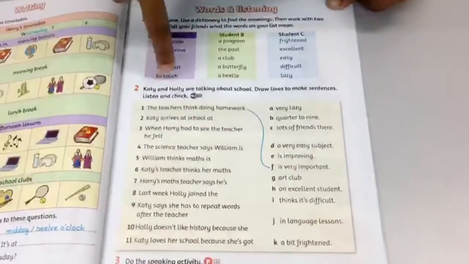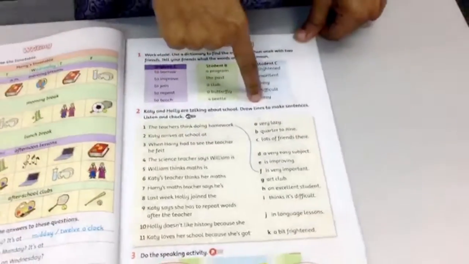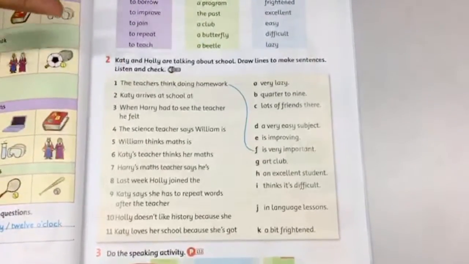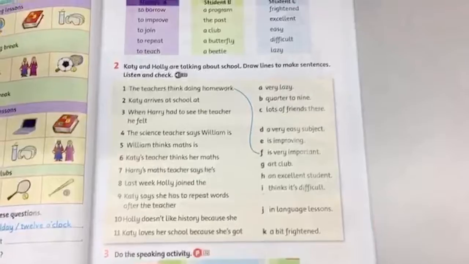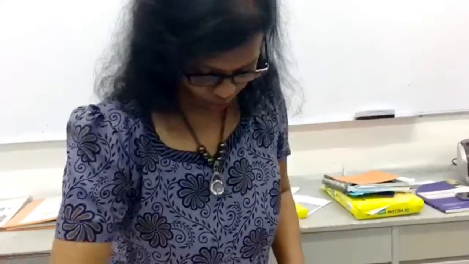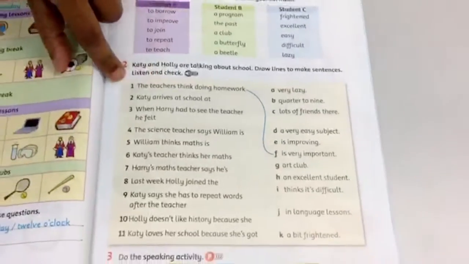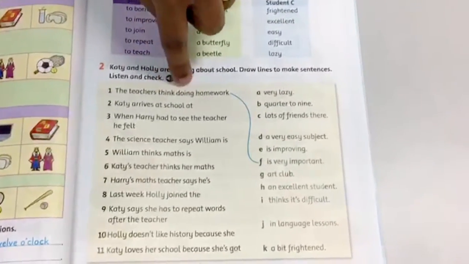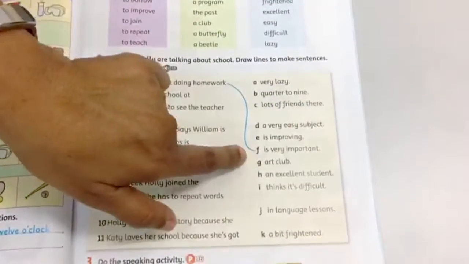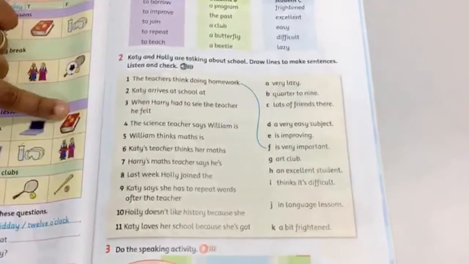For Unit 2, Katie and Holly are talking about school. Draw lines to make sentences. Okay? First you try and do it on your own. Then you can listen to the audio and check whether the lines you have drawn are correct for the answers. Okay? Like the first one, the answer is here. The teachers think doing homework, number 1, the answer is F, is very important. Okay? Do you understand that?